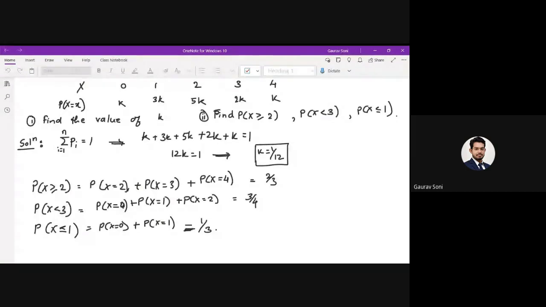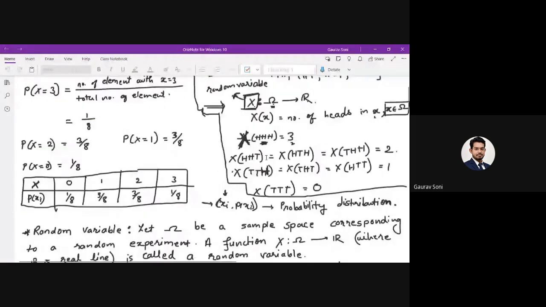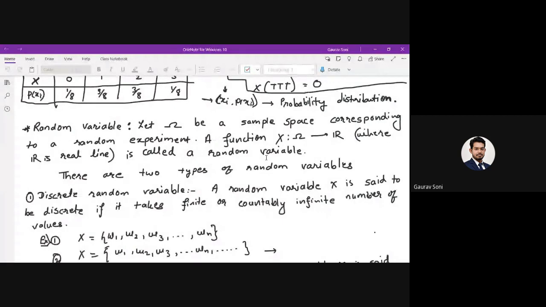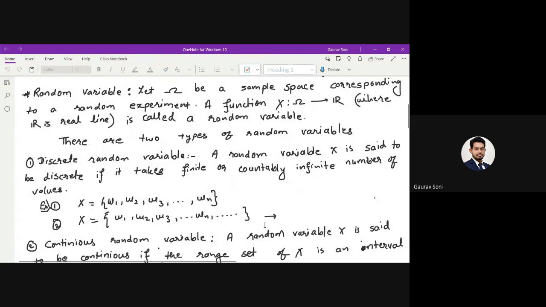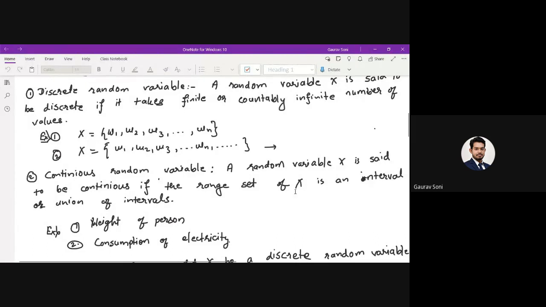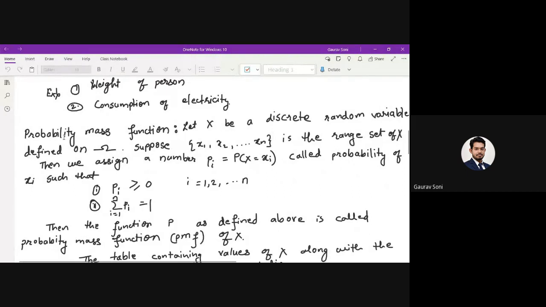So we were looking at the probability distribution in the previous lecture. We first of all started with the random variable. So, what is a random variable? A random variable is a function from the sample space to the real numbers. It will assign a real number to each and every point of the sample space. If the range set is finite or countably infinite, then it is called a discrete random variable. If the range set is an interval or some union of intervals, then it is a continuous random variable. If we have a discrete random variable, then we have the probability mass function.